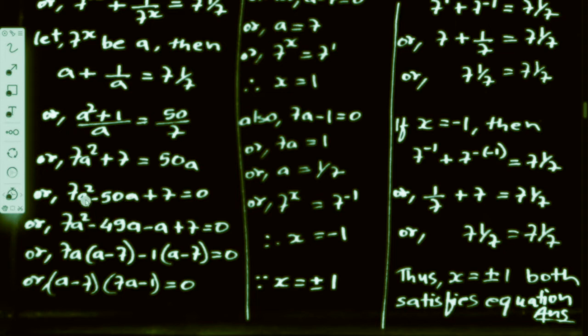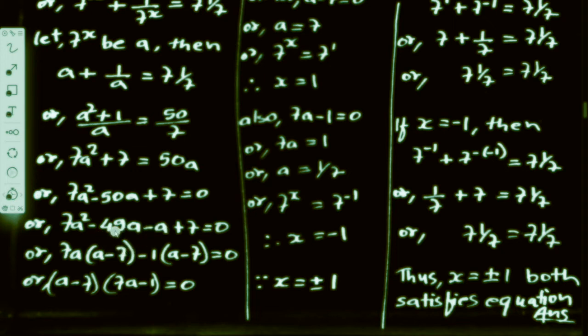Here for factorization, we are given 3. Now here 1, 2, 3. Now this should be changed into 4. Now this middle one should be broken into 2 parts so that our calculation shall be easy and simple. See here, 7a square minus 49a minus a plus 7 equals 0. 49a plus a is 50a. So as usual, we break the 50a into 2 parts, 49a and a.